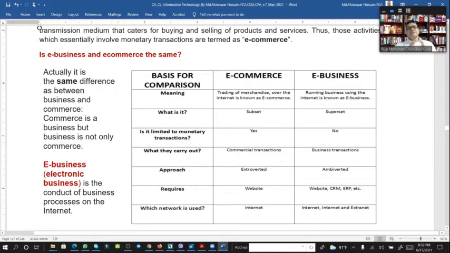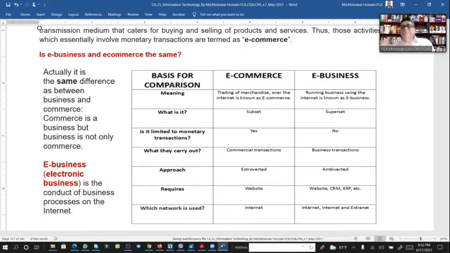If the question is whether e-business and e-commerce are the same, the answer is that they are actually not the same. Commerce is a business, but business is not only commerce. E-business, electronic business, is the conduct of business processes on the internet. E-commerce is the trading of merchandise or goods over the internet, while e-business is running a business using the internet. So e-commerce is a subset and e-business is a superset, and a superset is greater than a subset.